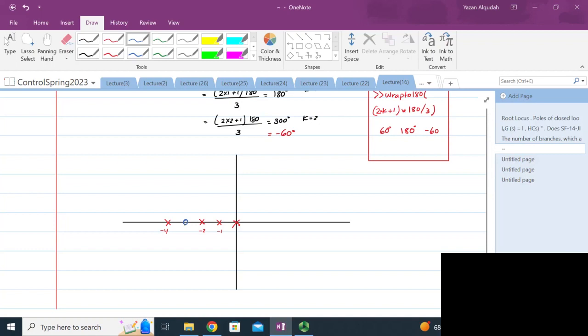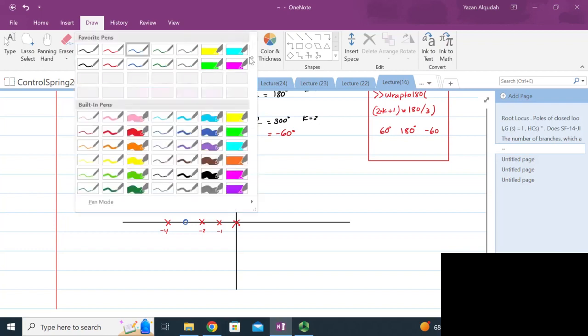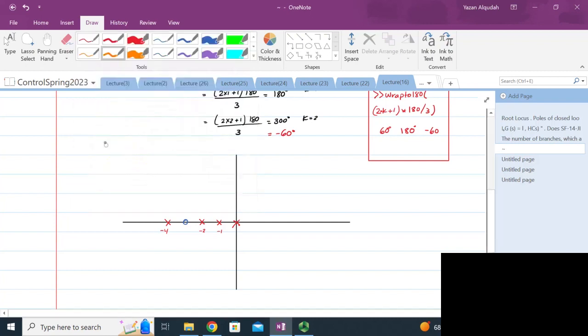Now, which part of the real axis is on the root locus? To the left of an odd number. Okay, so let's start from the rightmost. Is this part of the root locus? Yes. Is the next one? No. Is this part of the root locus? Yes. Is this part? No. Is this part? All the way to infinity. So these parts are on the root locus.